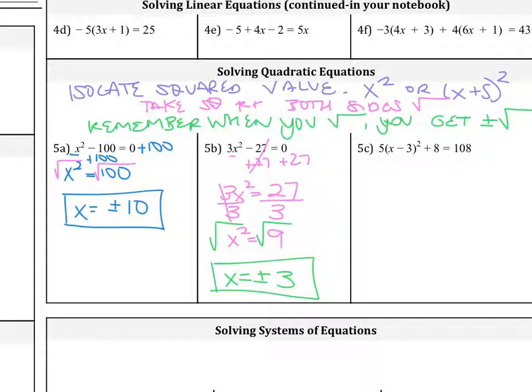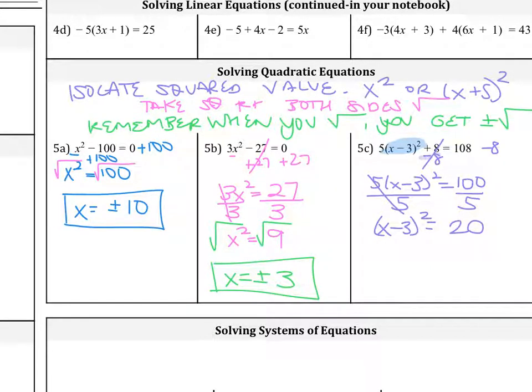Again, two solutions. For letter C, we want to isolate this squared value here, so let's move the 8 and the 5. First, let's subtract 8 from both sides. So we get 5 times x minus 3 squared equals 100. The squared value is still not isolated, so the next thing we can do is divide by 5. You don't want to expand it or distribute, because it's going to make this problem a whole lot longer and it's just not as efficient. So we divide both sides by 5, and we get x minus 3 squared equals 100 over 5, which is 20. Now we can square root both sides, and that gets rid of this square.